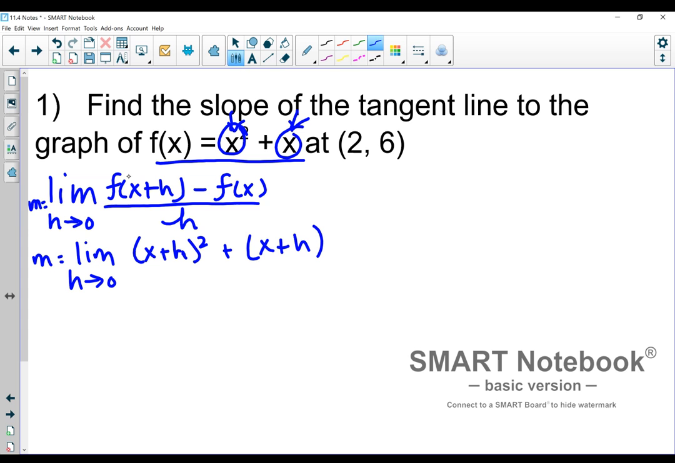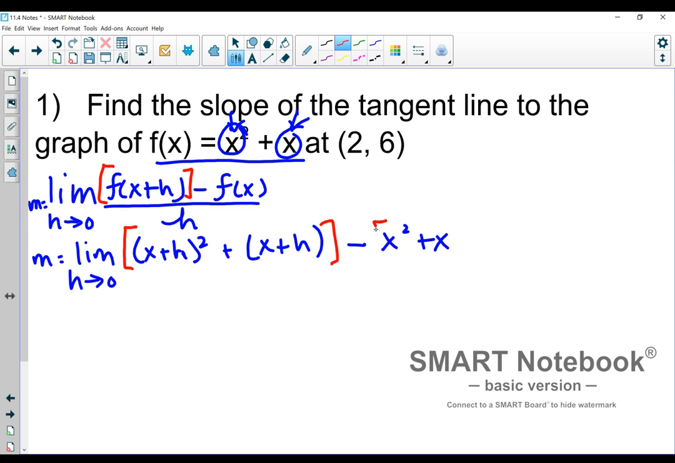So I've taken, again, this formula, and both of these x's, I now put an x plus h in. So that's that first part, that's this f of x plus h part. Let me put brackets around that so you can really see it clearly. And then I have a minus sign, and then it says f of x. Well, my f of x is that x squared plus x.